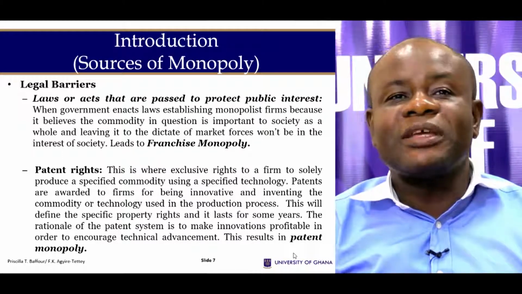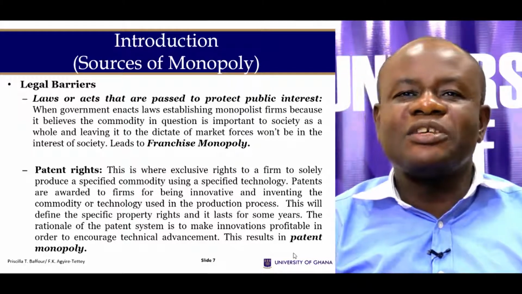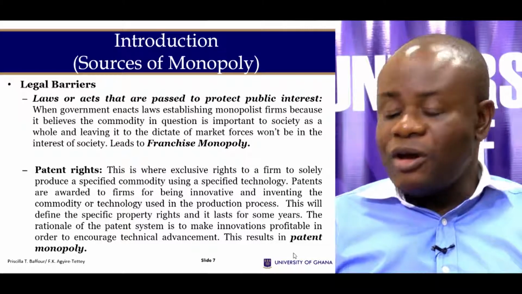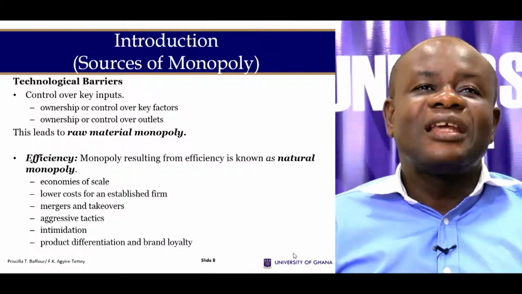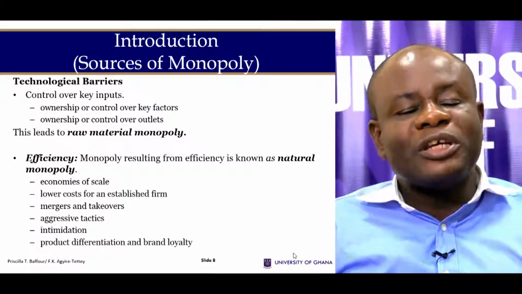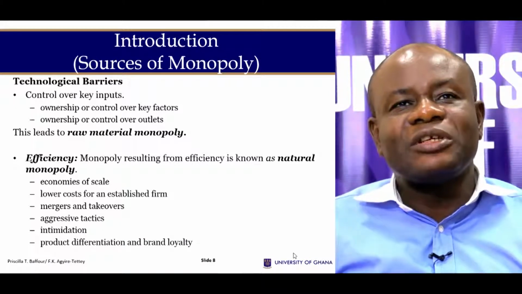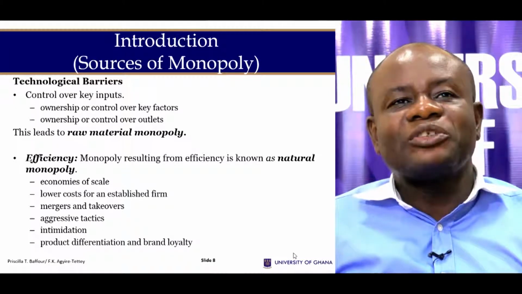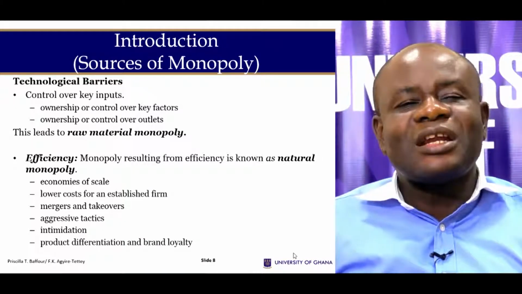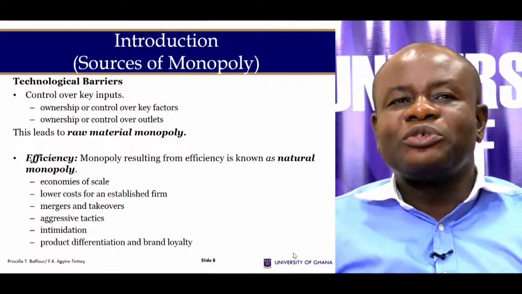There is also the patent monopoly. As a result of discovering the commodity, you are given the right to be the sole producer of the commodity over a period of time. Then also there are technological barriers. You may be the sole owner of the technology that is used in the production of the commodity, and that gives you the right to be the sole producer, because there is no other firm in the market that has a technology that will enable it to produce the commodity.